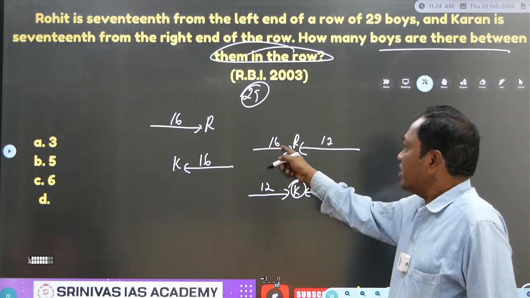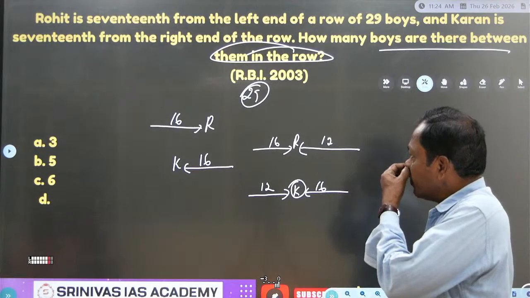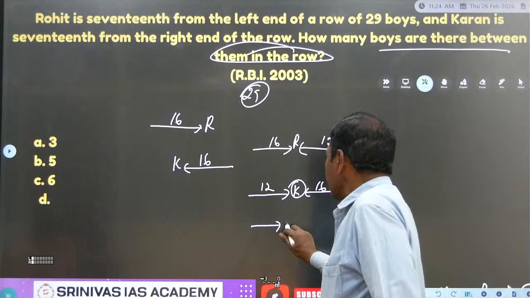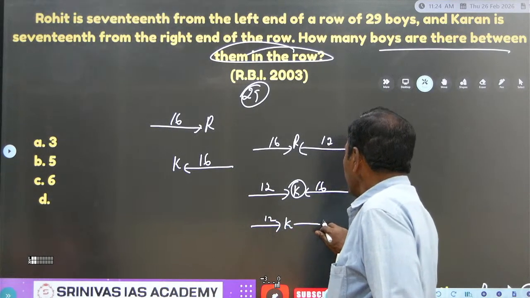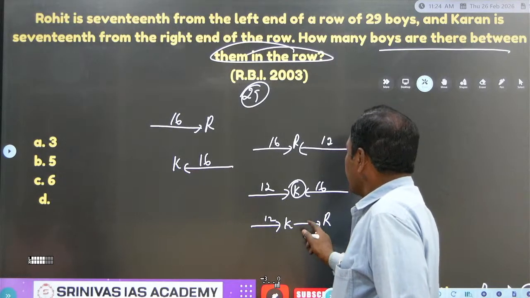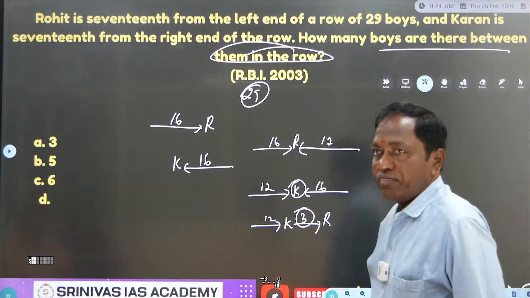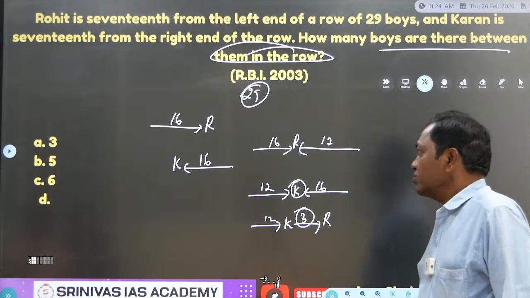From the left end there are 16, from the right end, from the left here 12. What is the difference between them? You can draw one more if you want. This is the 12. 3 people. Right. 16, 13, there are 3. 29 minus 16.